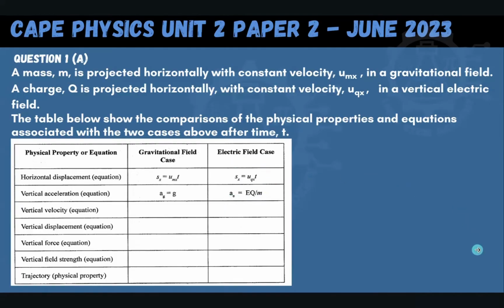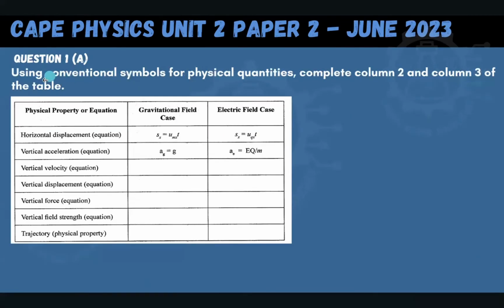Okay, so here's a question now. Using conventional symbols for physical quantities, complete column 2 and column 3 of the table. So we have to fill out all of these equations here as well as the trajectory. Okay, so the best way to approach this is just to draw a little sketch, right? Sketch a little image of what's going on here. And so let's draw the gravitational field case. Let's start there.